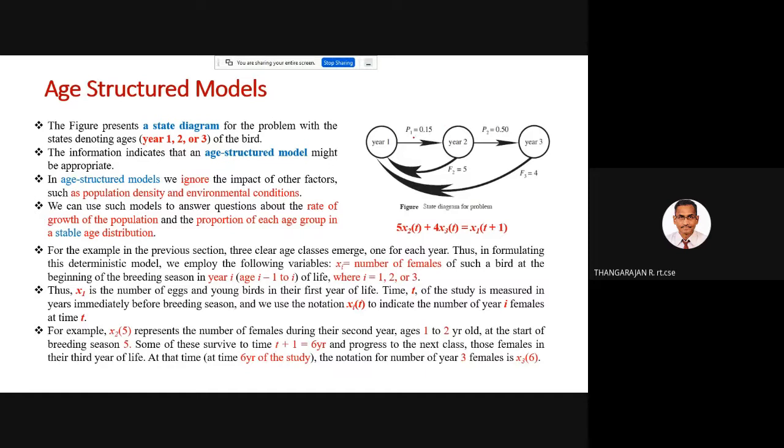So we should always prevent animals from getting extinct. In that case, this is an example of a bird whose age is 3 years. The bird lives for only 3 years, and in the first year the bird does not breed. That means the bird does not lay eggs in the first year.